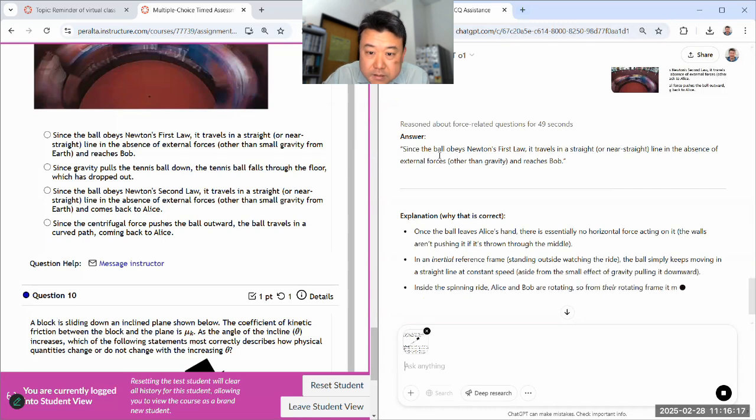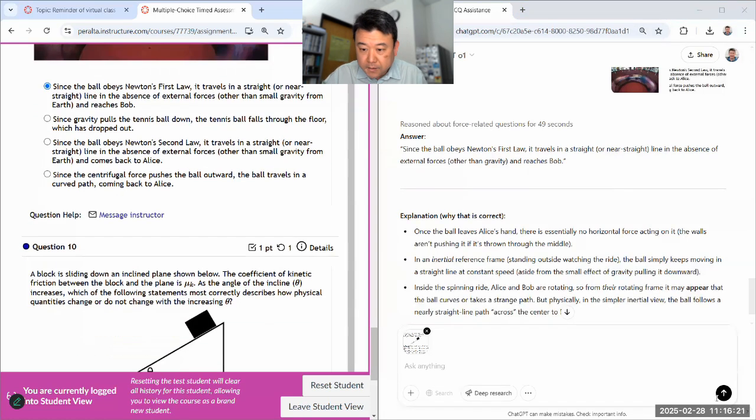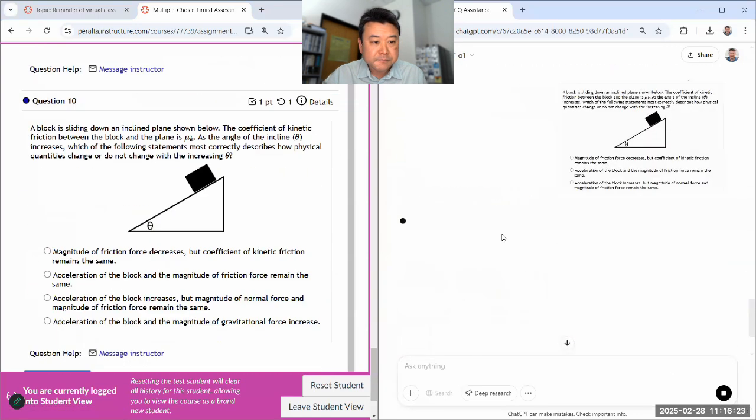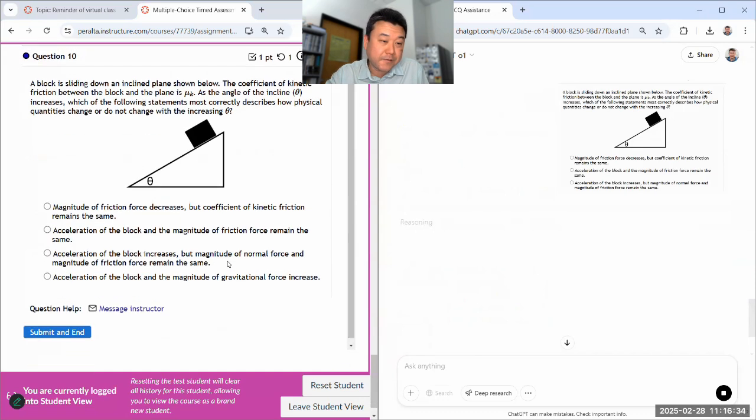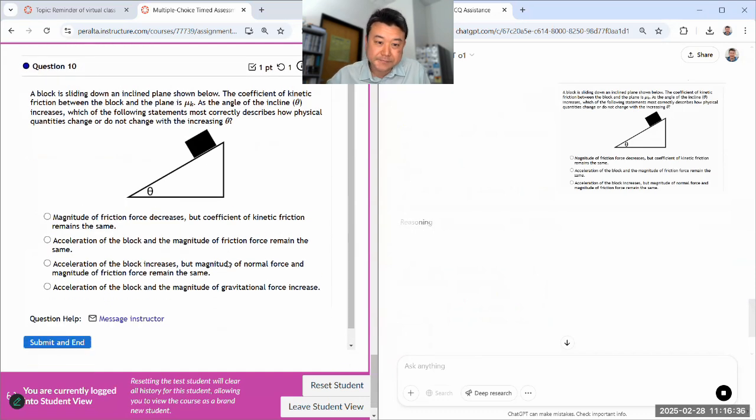Okay. Since the ball obeys Newton's first law, I think it's this one. And then, all right. It's possible that the image included there just took a long time to process. And I'm not an AI expert. I'm a physics expert. I'm an AI consumer, I guess.